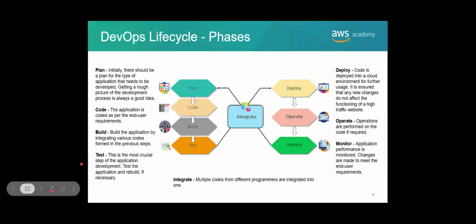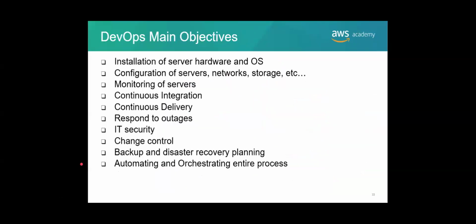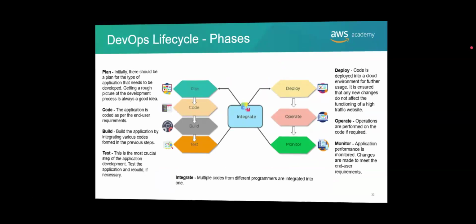Fine, you have written all these seven, yes or no? Yes, you have written. Okay, so this is your life cycle method, where the DevOps life cycle will have plan, code, build, testing, deploy, operate, and monitor, and both will have integration.